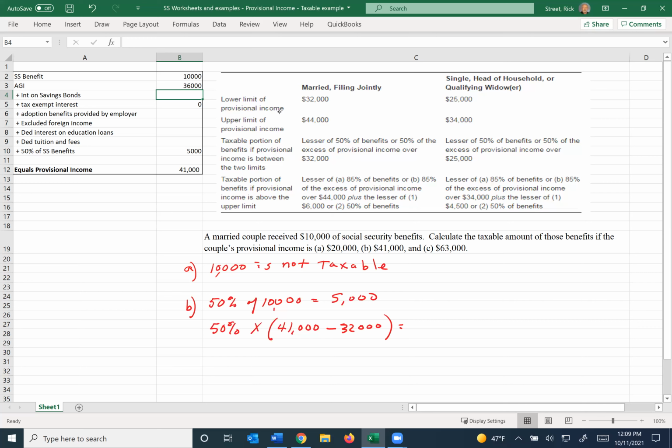That is 9,000. Times the 50%, which is equal to 4,500. So at this stage, we just simply compare the 5,000 to the 4,500, and this is the taxable amount of the $10,000. So instead of all of it being not taxable, in this case, $4,500 is taxable.